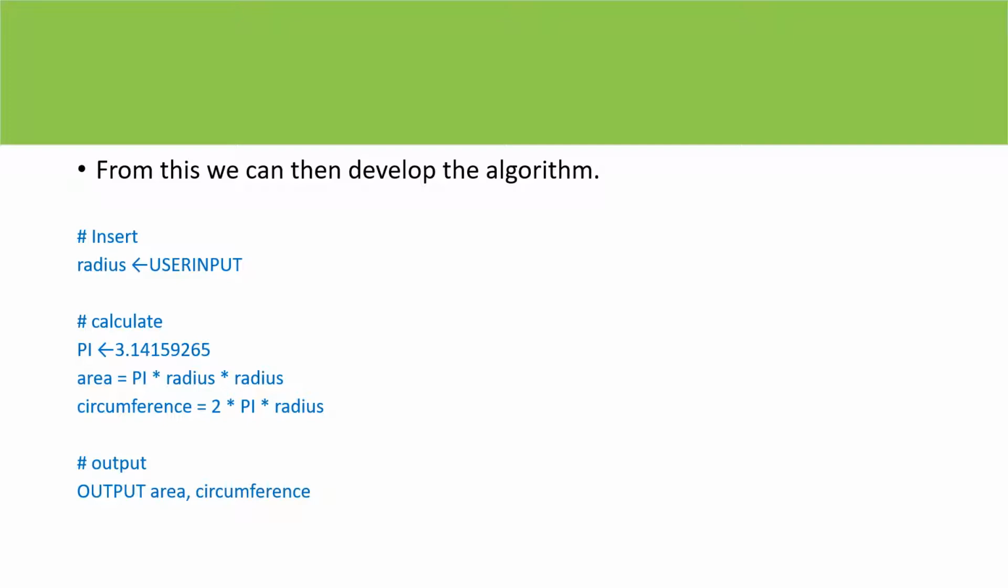From the structure chart, we can then develop the algorithm. So we have our input values. We're taking our radius, and that's going to be our user input. We perform our calculation, calculate the area and the circumference, and we need the value of pi for that as well. And then we output the area and circumference.